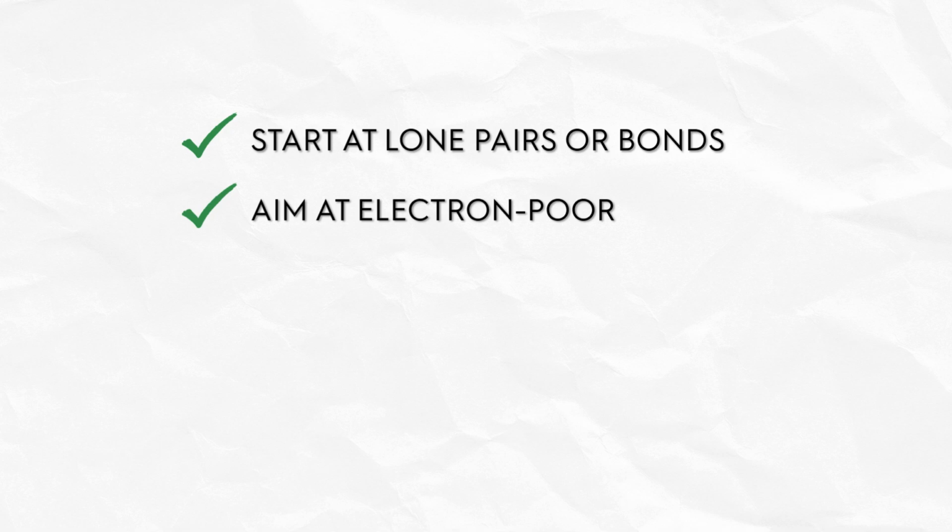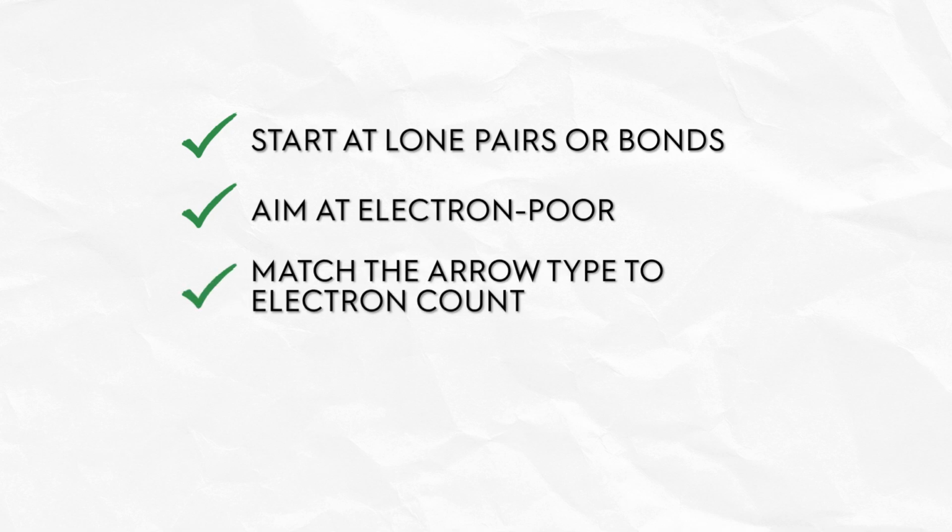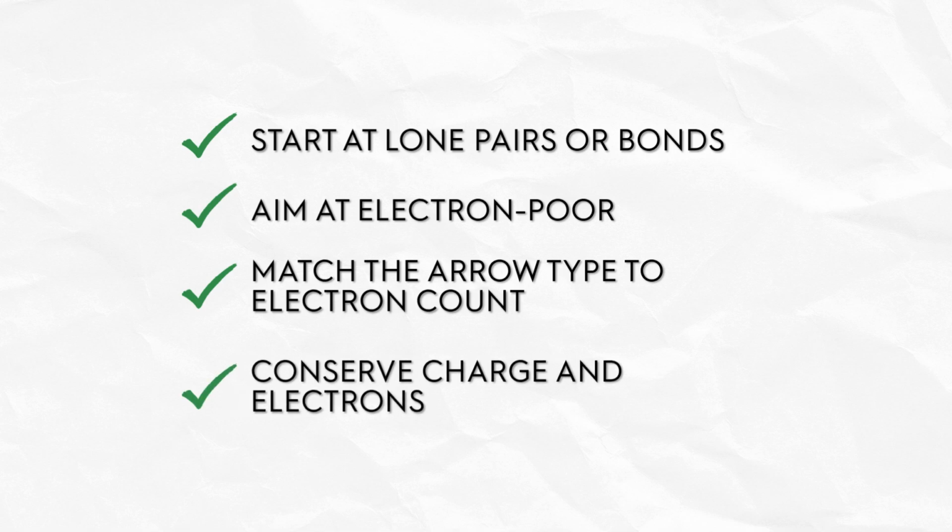To recap, always start at lone pairs or bonds. Aim at electron-poor sites. Match the arrow type to whether two or one electron is moving, and conserve both charge and electrons at every step. Master these rules, and mechanisms read like a map.